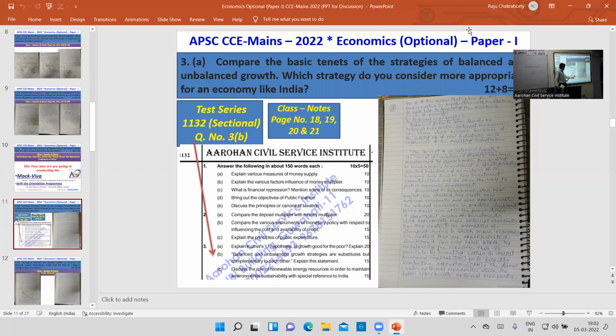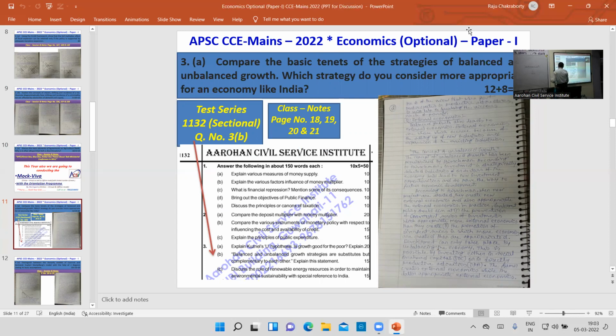Even apart from all this, questions were asked in our test, 11 and 32. The question was: balanced and unbalanced growth strategies are not substitutes but complementary to each other. Explain this statement. That is question 3A.